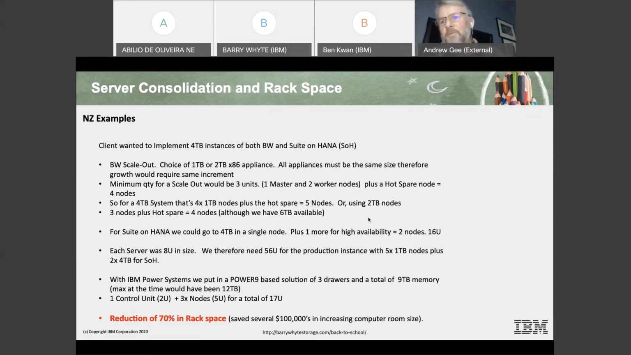So for Suite on HANA, remember at the time we could do 4 terabytes in a single node, and using VMware now, that's 6 terabytes in a 4-socket. Plus 1 more, so we would basically have high availability. We have 2 boxes, and so 2 of those nodes would take up 16U, so 8U each. So we need 56U for the production instance with 5 1 terabyte nodes plus 2 4 terabyte nodes for HANA. So close to a rack and a half of space would be required in the data center, with obviously the heating, the cooling, and a 10 gigabit network between the HANA appliances, because that was the minimum requirement. So if the customer didn't have it, they'd have to put a 10 gig network in.